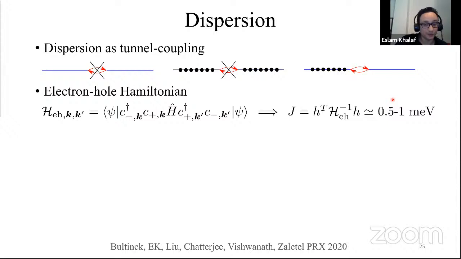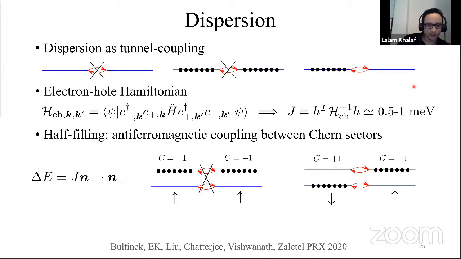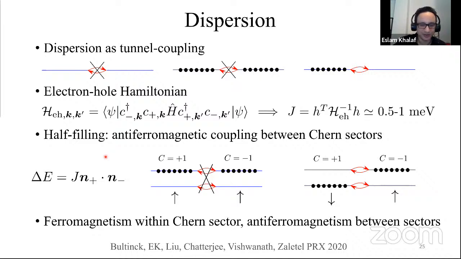And to understand what this effect is, let's look at this special configuration where we are at half filling for the Chern zero states. So we fill one band in one Chern sector and one band in the other Chern sector. We see that this corresponds essentially to an antiferromagnetic coupling. So if the spins, or these pseudospins, are aligned in the two sectors, then this tunneling term is completely blocked and we don't get an energy contribution. On the other hand, if they are anti-aligned, we get this energetic gain, this antiferromagnetic coupling, which tells us something interesting about the system: that we have ferromagnetism within each Chern sector, but antiferromagnetism between Chern sectors, which kind of makes it somewhere in between quantum Hall systems, which are ferromagnets, and Hubbard systems, which tend to be antiferromagnetic.